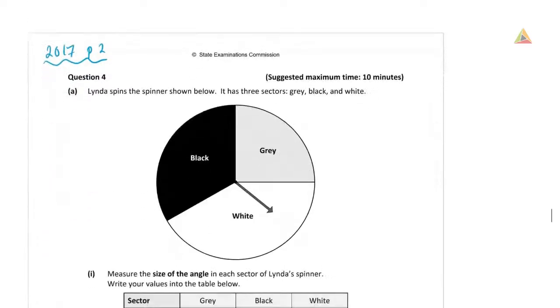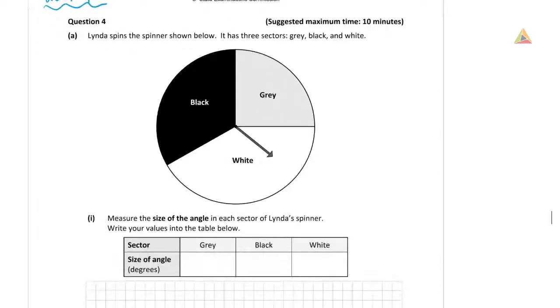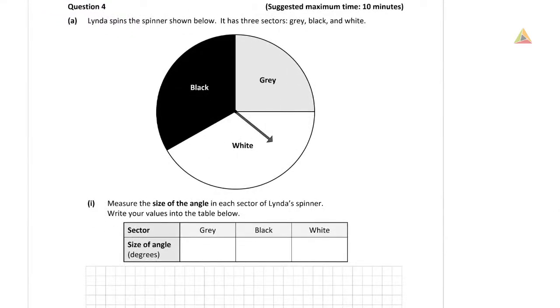Okay, so we're going to go on to this question here. So 2017 paper 2. So Linda spins the spinner shown below. It has 3 sectors: grey, black and white. So you can see them there in the diagram. Measure the size of the angle in each sector of Linda's spinner and write your values into the table below. So in this case, if it's saying measure the size of the angle, you're using your protractor.